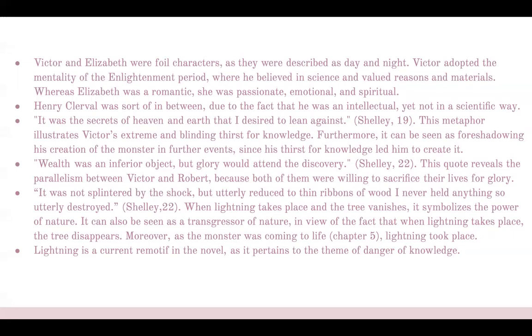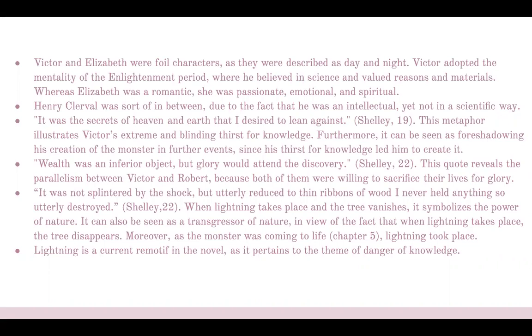"Wealth was an inferior object, but glory would attend the discovery." So this quote reveals the parallelism between Victor and Robert, because both of them are willing to sacrifice their life for glory. So basically, this shows that they both have tunnel vision, because they do not care about the consequences. They just care to reach their goal, which is leading them to their downfall and making them Byronic heroes, because as we know, a Byronic hero is basically his own greatest enemy.